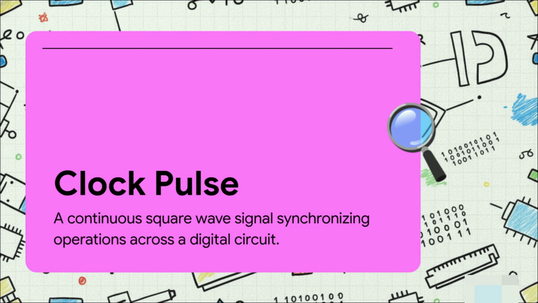This is a continuous square wave signal that synchronizes operations right across a digital circuit. You can really think of the clock pulse as the heartbeat of the computer. To put that into perspective, when a modern processor is running at 3 gigahertz, that means this clock is ticking 3 billion times every single second. It ensures that data moves exactly when it's supposed to, keeping billions of moving bits perfectly synchronized.